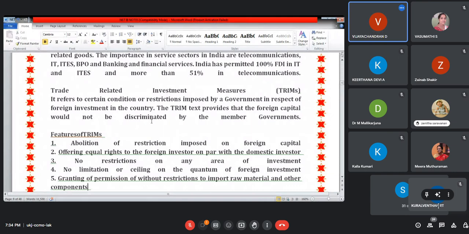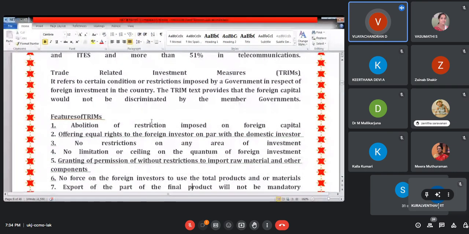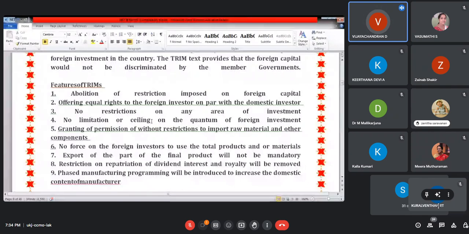by TRIMS. What are the features of TRIMS? Abolition of restriction imposed on foreign capital. So the investment will be there. Any country may invest their fund in any country without any restriction. So offering equal rights to the foreign investor at par with the domestic investor. So there will not be any bias in the investment. So the domestic investor will be given priority, and the least priority will be given to the foreign investors. That bias will not be there, that disparity will not be there.